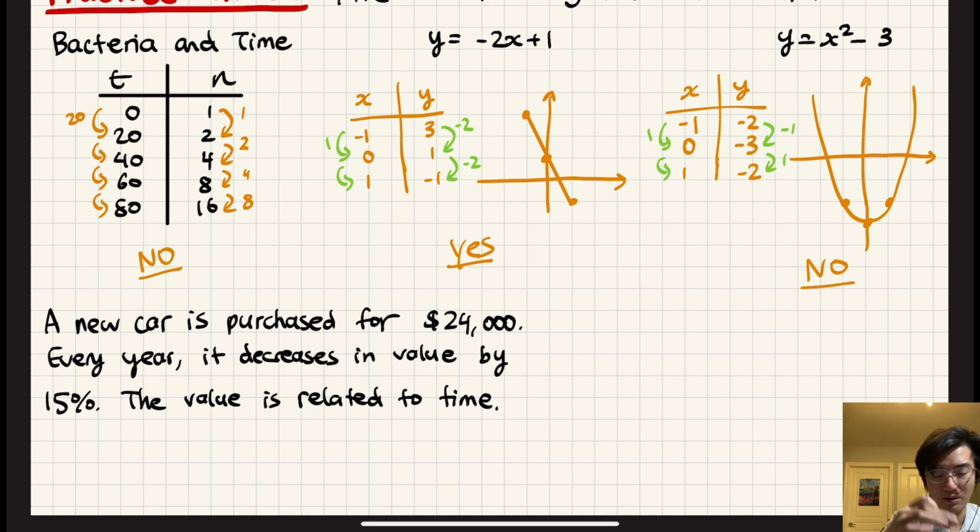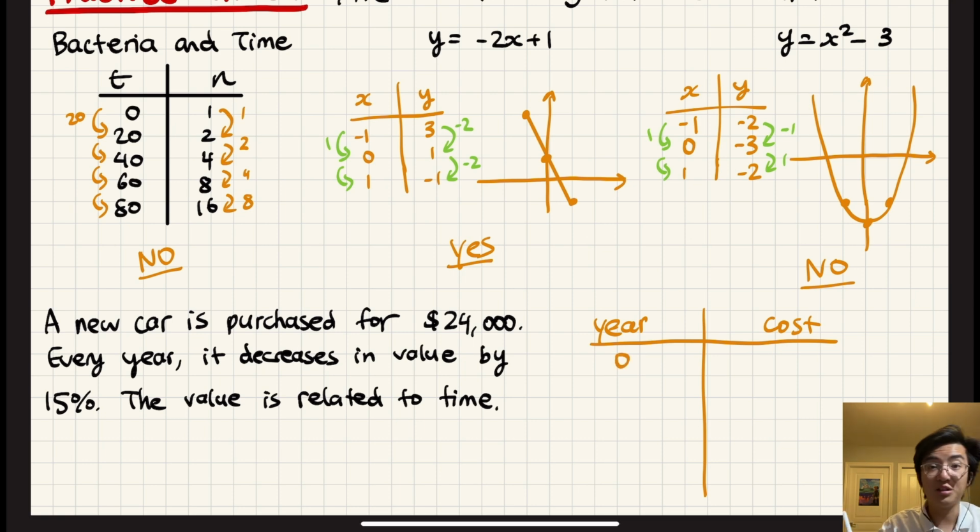Alright, now here's a word problem. A new car is purchased for $24,000. Every year it decreases in value by 15%. So now, is this a linear relationship? Alright, so now we can look at it by doing a table of values. Okay, so we have the year on the left and then the cost on the right. Okay, so during its, I guess, 0th year, when we first bought it, it's 24,000.